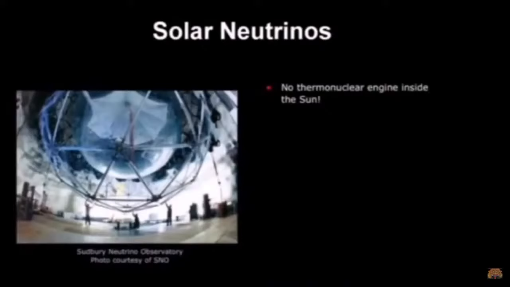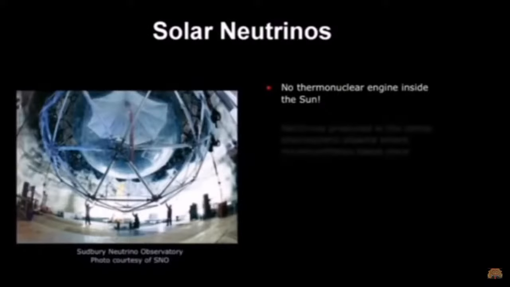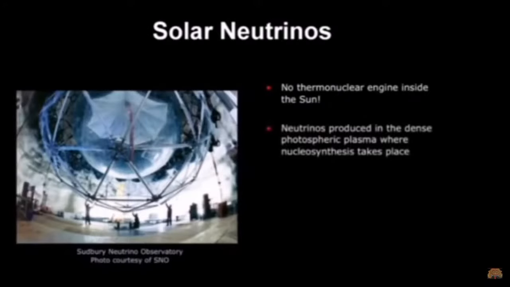Solar neutrinos match the no thermonuclear engine inside the sun. It's not important, but it's just one of the questions that arise. The neutrinos are produced in the dense photospheric plasma, because these are pinches, is where the nuclear synthesis takes place. So stars produce their own heavy elements. You don't have to have supernova explosions to do it. A supernova explosion actually distributes the material that the star has already formed.